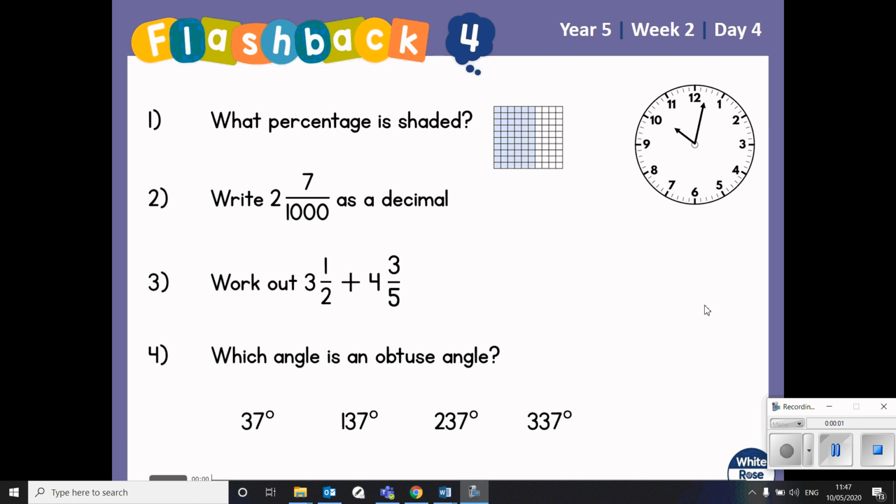We're going to start off today with Flashback 4 as well as the Telling the Time activity, and then we're going to move on to our learning today, understanding fractions and percentages as fractions and decimals.